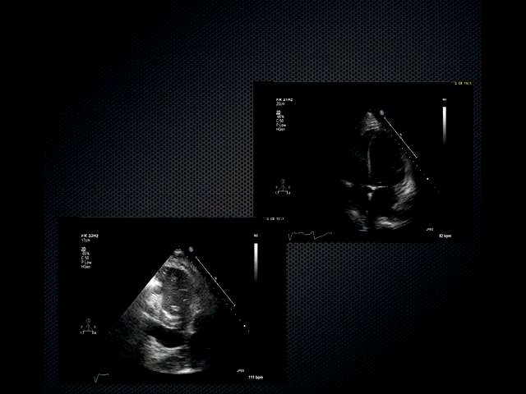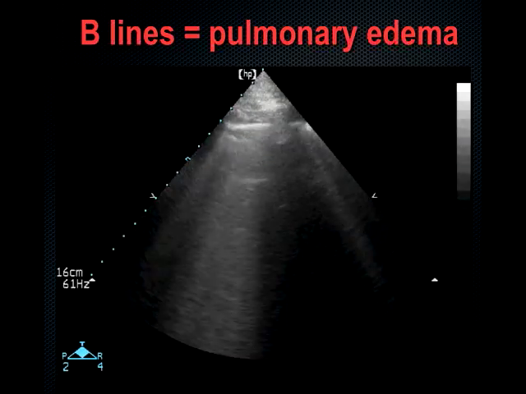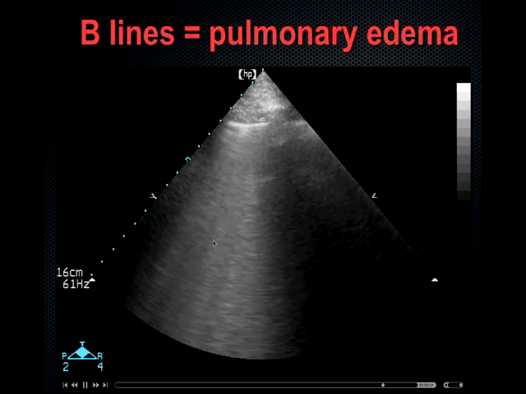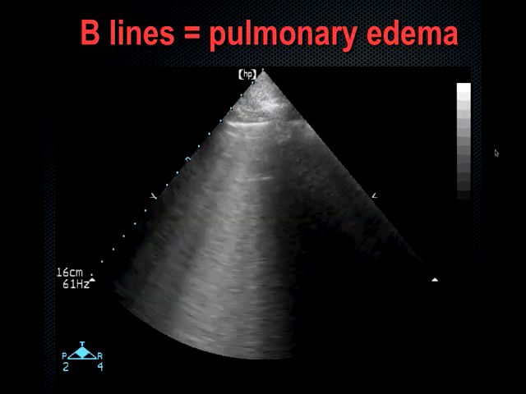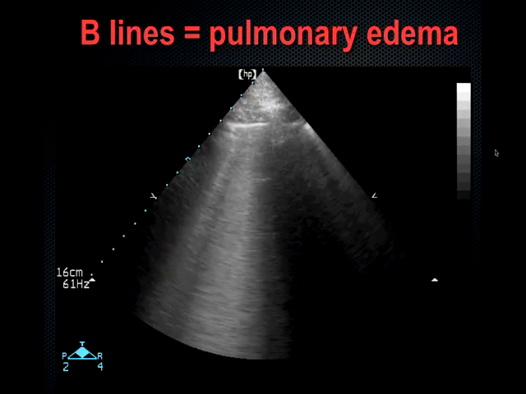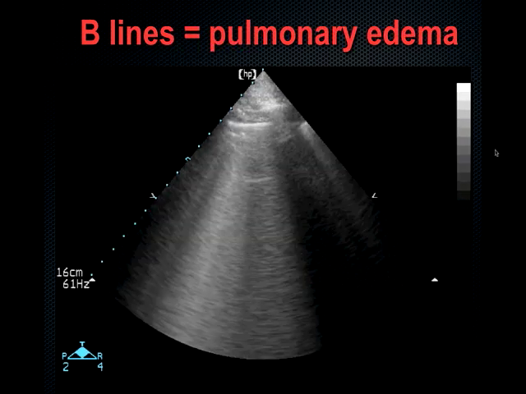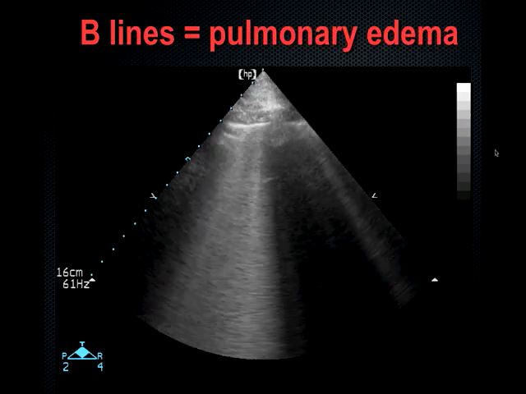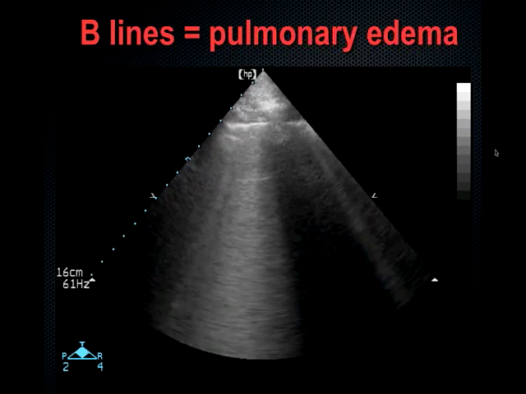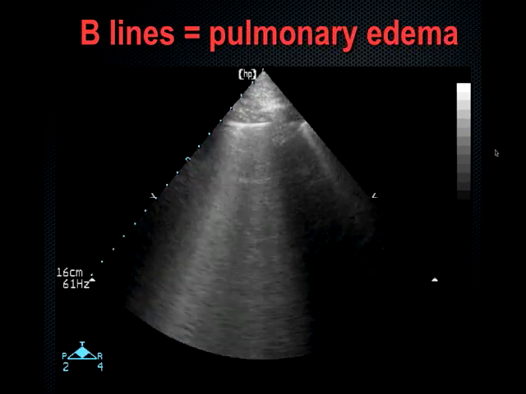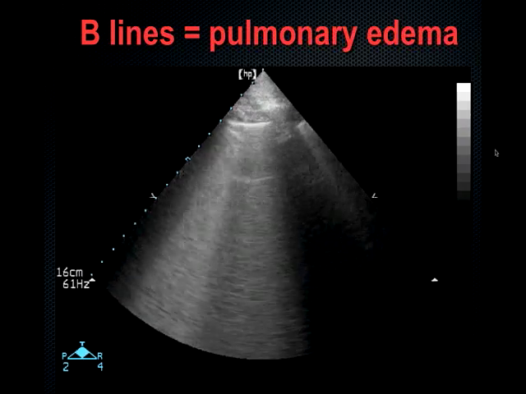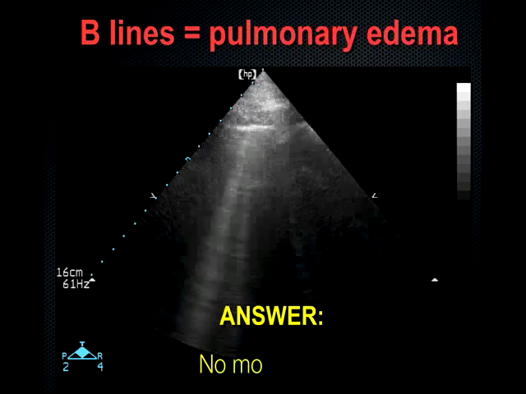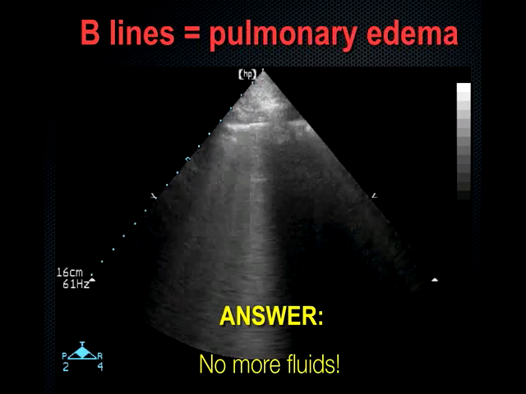When we looked at his lungs, which we'll talk about in another study, we saw something called B lines, which are these vertical comet tails extending from the pleural line. Those are equivalent to pulmonary edema. So his shortness of breath and hypotension was not hypovolemia from diarrhea, it was cardiogenic shock. Instead of sending him to the medical ICU for fluid resuscitation, he went to the cardiac ICU for dobutamine and Lasix and did quite well. So the answer there: no more fluids.